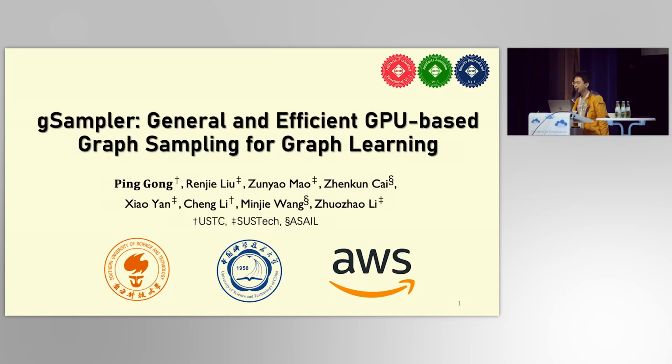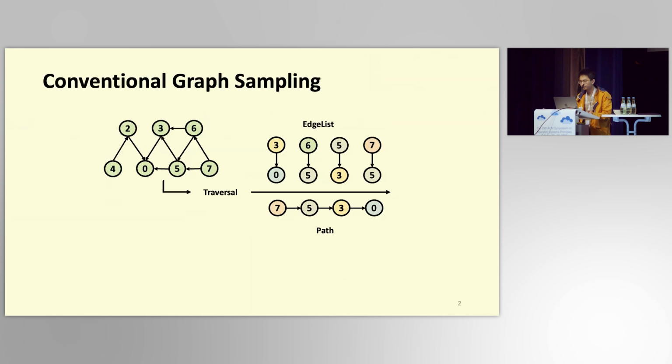Hello everyone, I'm Gong, also from USTC, and today I will present our recent work gSampler, which is a general framework to support faster development of high-performance graph sampling algorithms for graph learning. So let's begin with graph sampling.